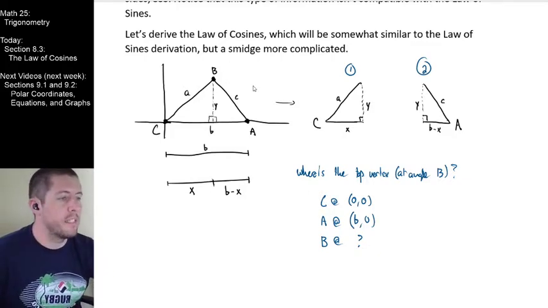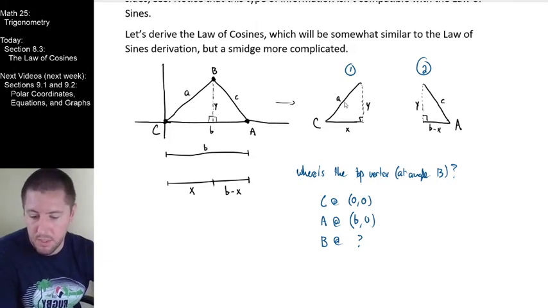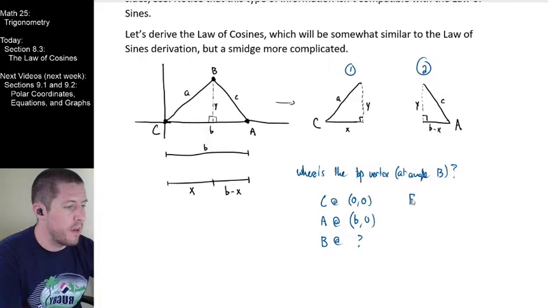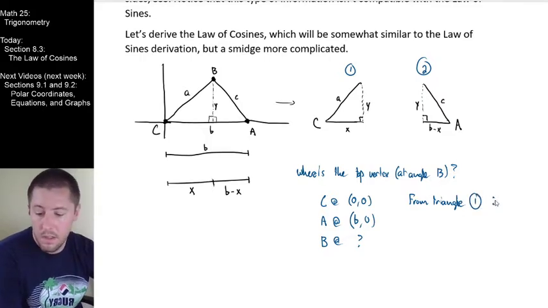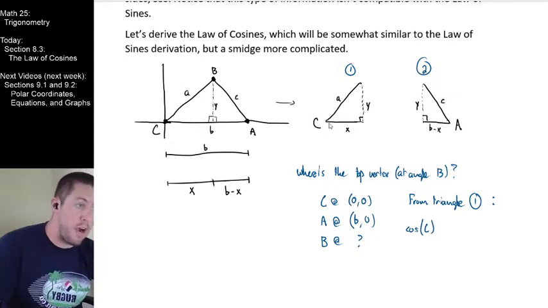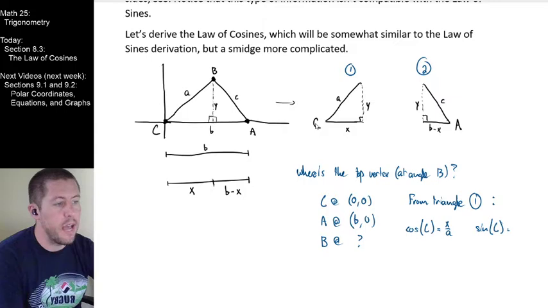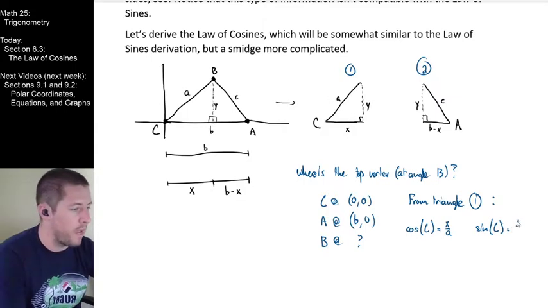Fortunately for us, we can use some trig statements to help us out with this. So I'm going to reference this first right triangle that we built right here. Based on triangle 1, I'm going to make two statements. I can identify the cosine of angle C, and I can also identify the sine of angle C. The cosine of C, cosine is always adjacent over hypotenuse. Adjacent is x, hypotenuse is a. Similarly, I can identify the sine of angle C, and I know the sine of angle C is opposite over hypotenuse. So that's going to be y over a.